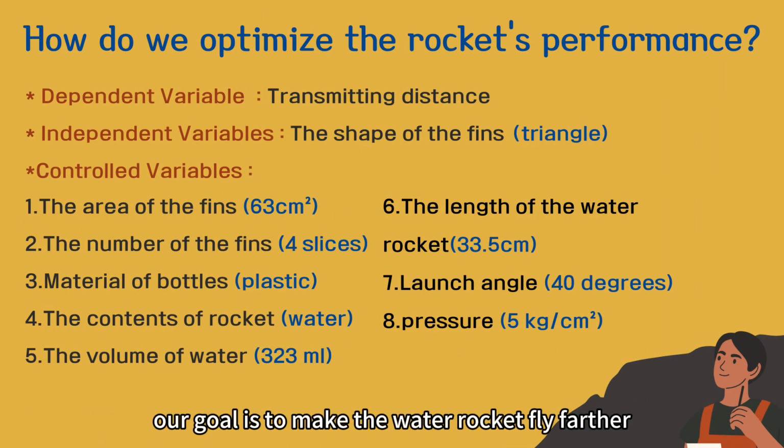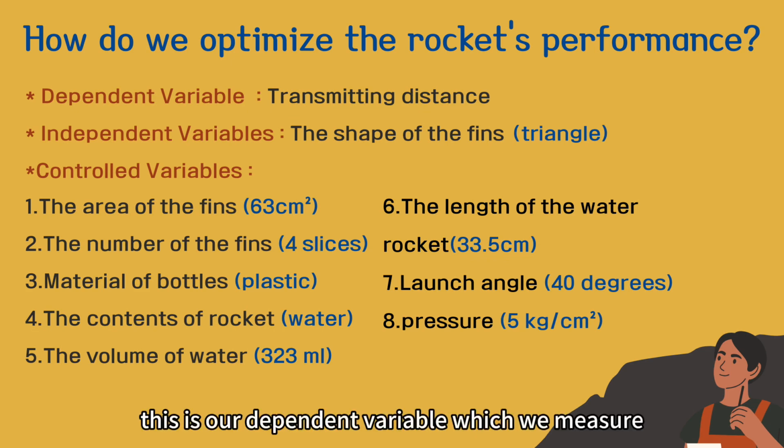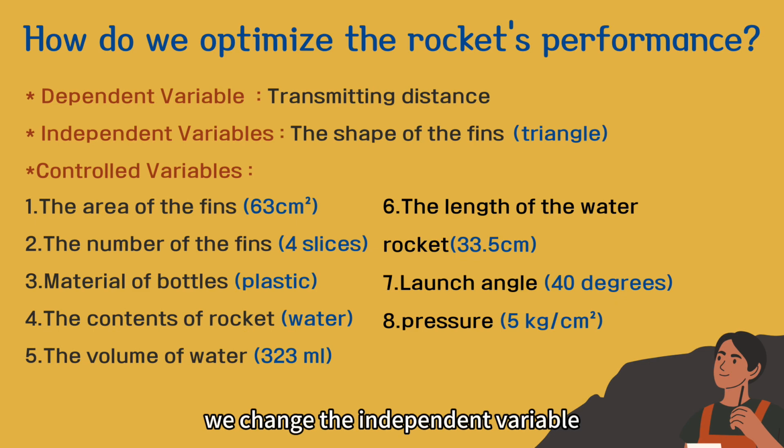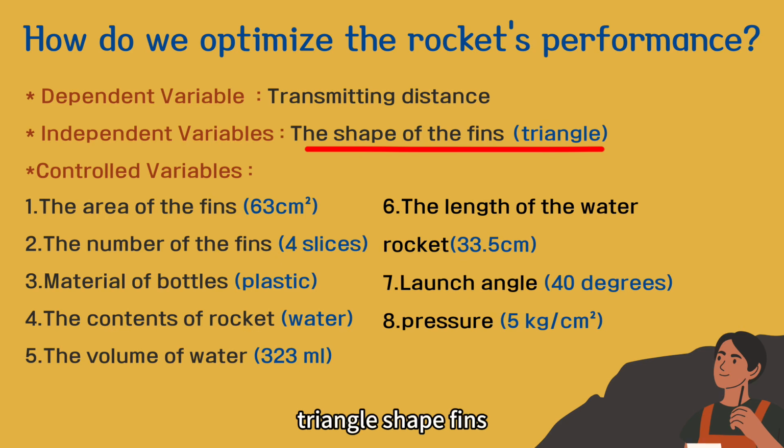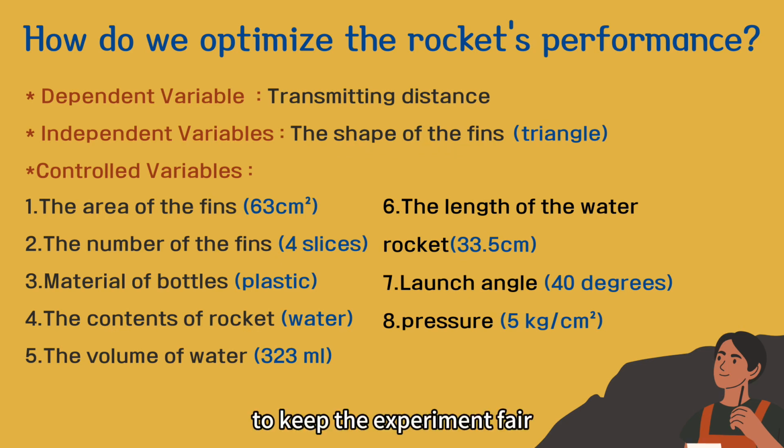Our goal is to make the water rocket fly farther. This is our dependent variable, which we measure. We change the independent variable, which is the shape of the fins. We choose triangle-shaped fins. To keep the experiment fair, we keep other things the same.